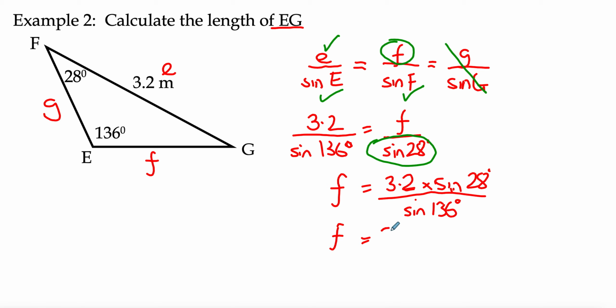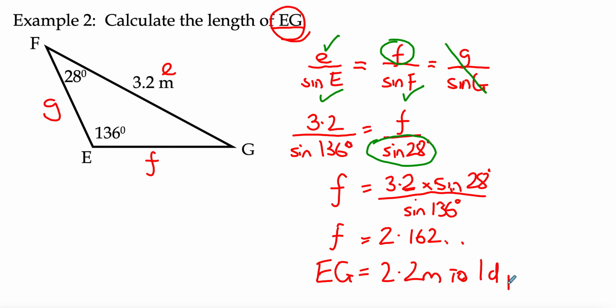I'm getting 2.162. So we'll round it again to one decimal place. Also, the question asked for the length of EG, not for the length of small f. So I'm going to swap in the correct term. EG is 2.2, and it's meters this time, to 1 decimal place.